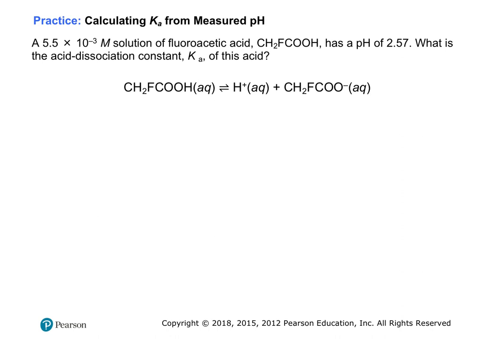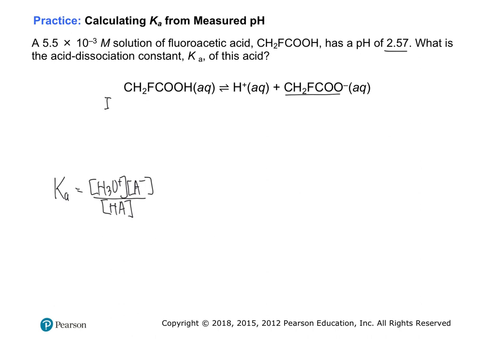So now let's do something similar, but where we have 5.5 times 10 to the negative third molar of fluoroacetic acid, and that acid has a pH of 2.57. So we want to find Ka. Here's our little dissociation. Let's write our Ka expression, which is going to be hydronium times, I'm just going to call it A minus, that's the fluoroacetic acid's conjugate base, and then divided by the original acid. I'm just going to call it HA, so we don't have to waste time writing.